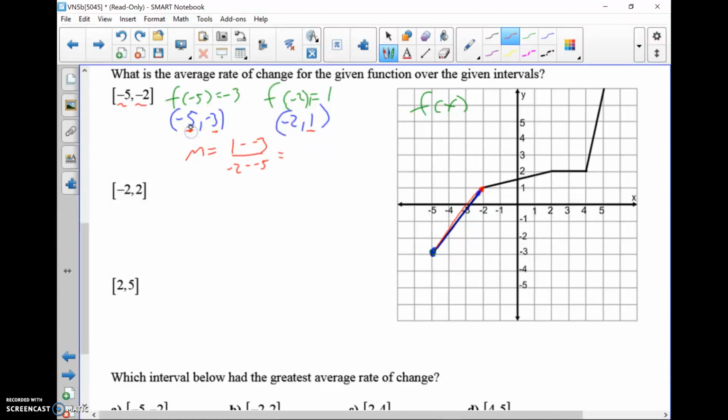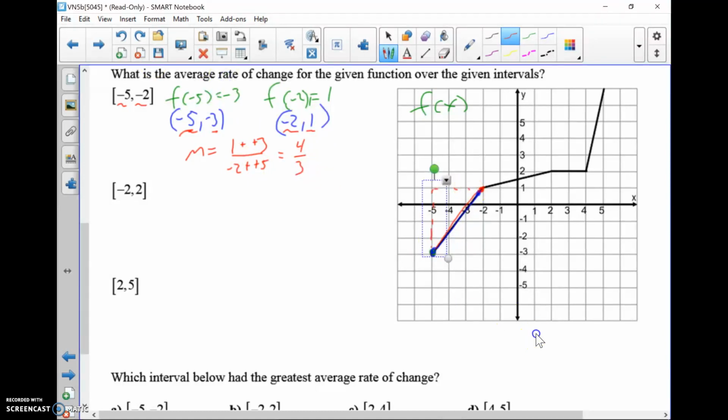So when these values are negative here, subtracted the x values. 1 minus -3 is 4. It becomes plus plus. -2 minus -5, these become pluses. So it's like -2 plus 5 is 3. And we can see that on the graph. This was up 4 over 3.